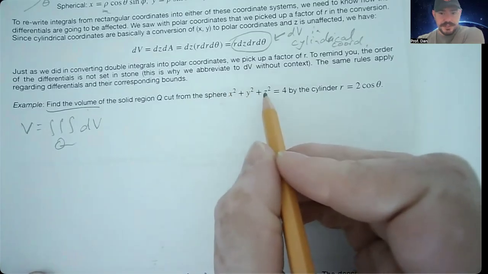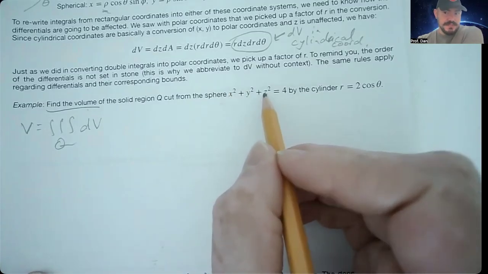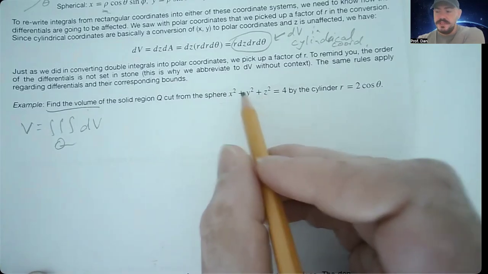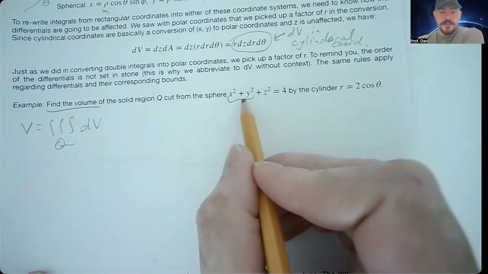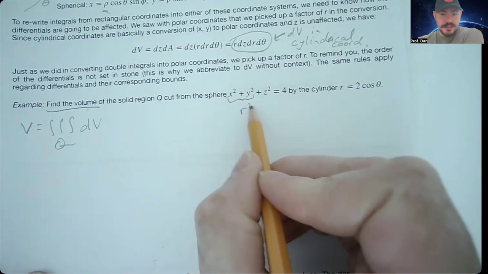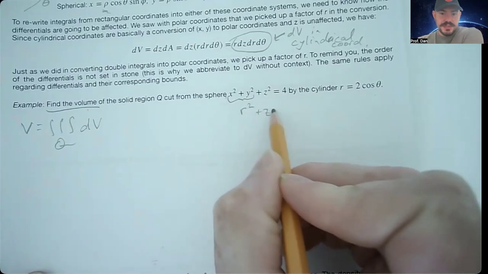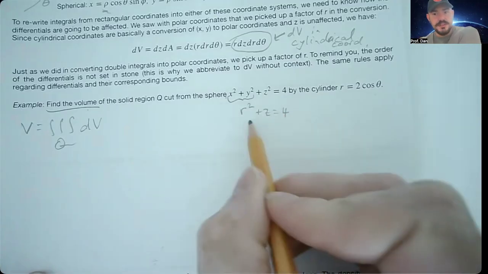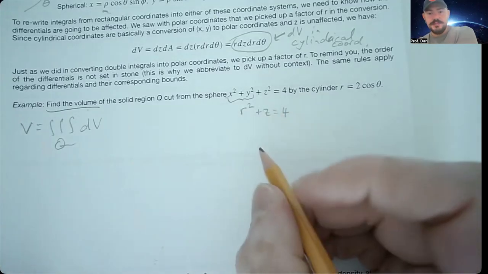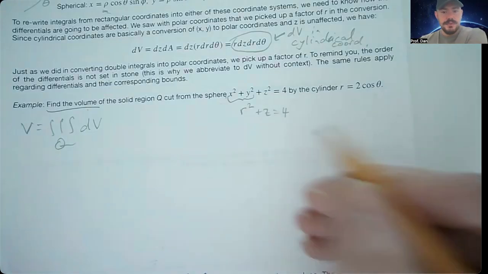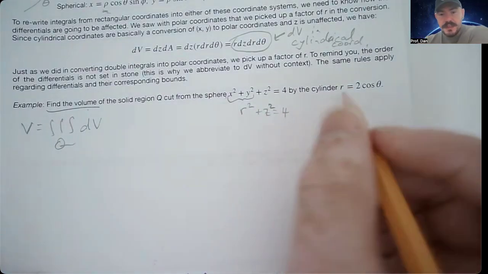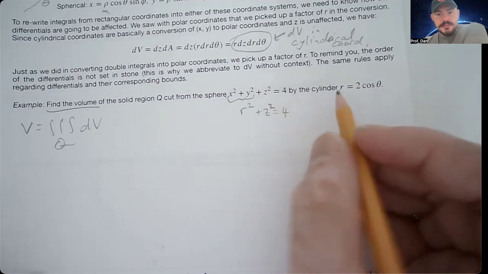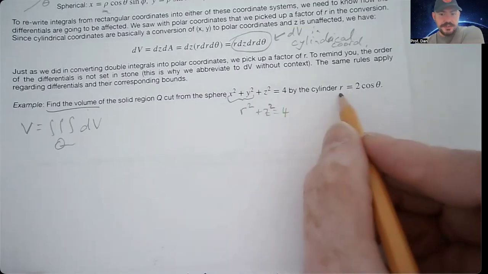Remember, with cylindrical, you can't really do anything with z. It stays z. It's convenient. But we know that x squared plus y squared from polar coordinates is the same thing as r squared. So we can rewrite the equation of the sphere as r squared plus z squared is equal to 4.